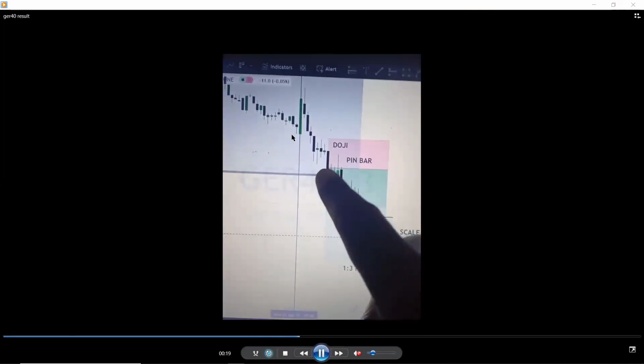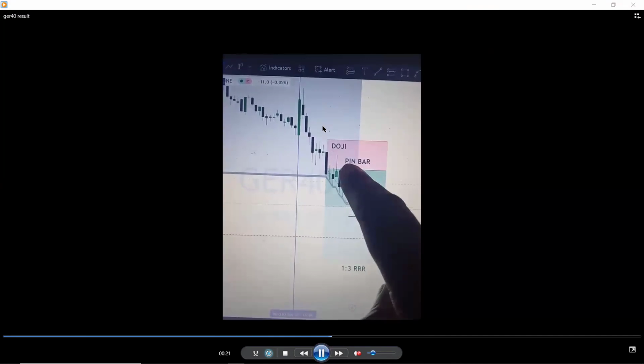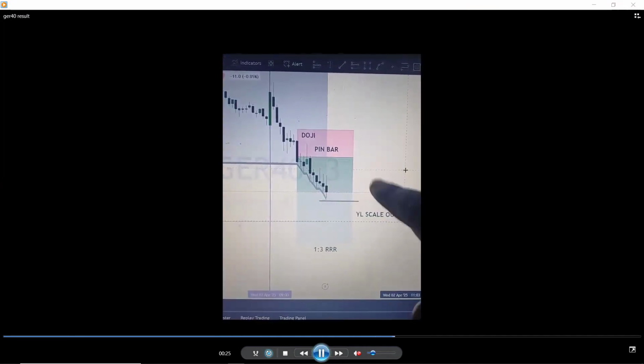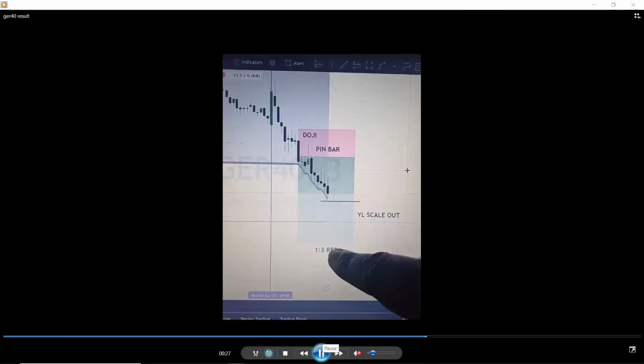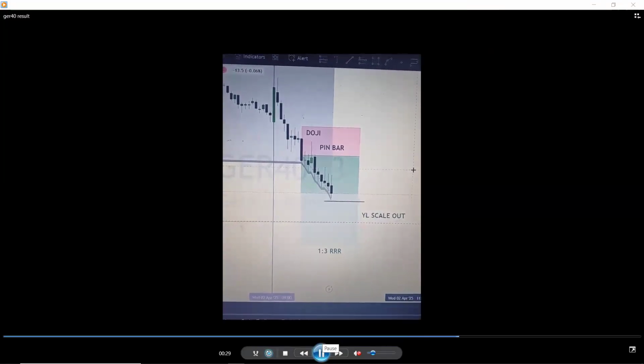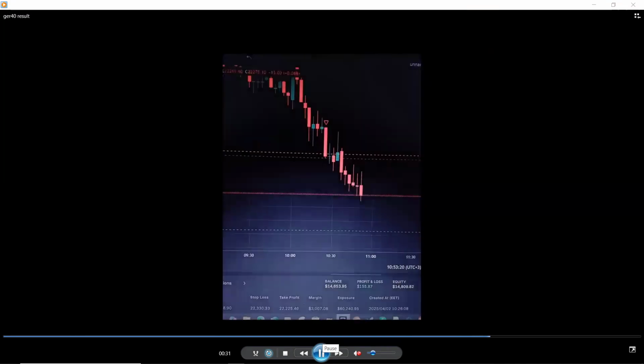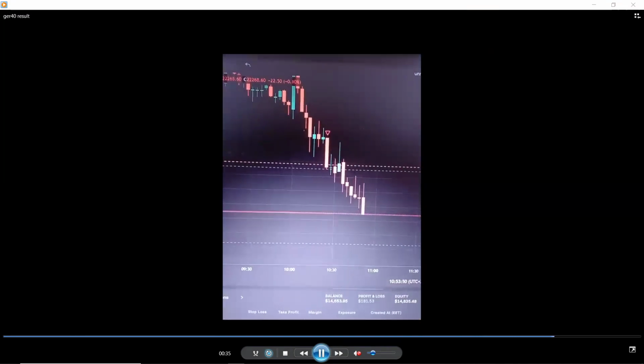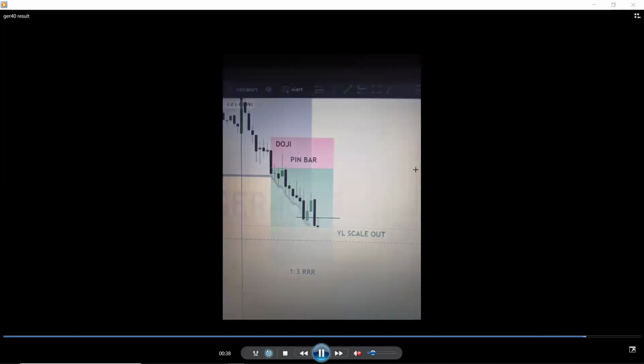Then what else do we have here? I was just explaining the whole setup from where it started, explaining what I saw and the targets. Then I think you're going to see the result just now. Okay, that was the running trade. So this was our German 40 setup. You can see this was the trade approaching our target as well.